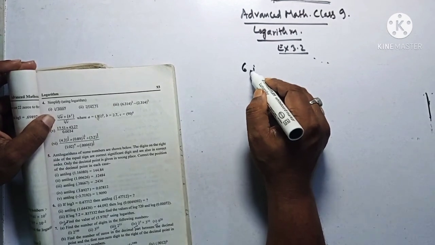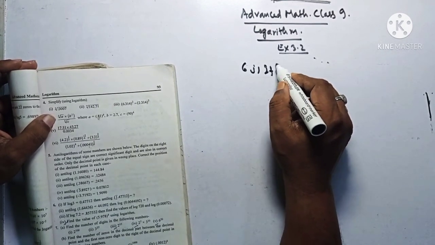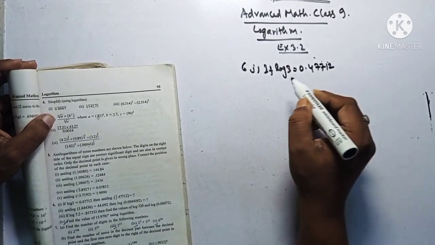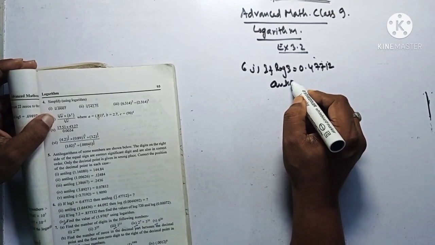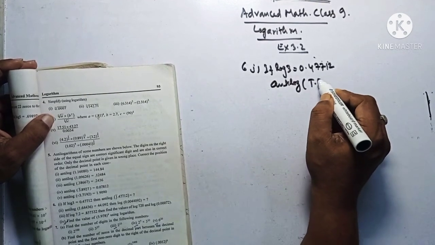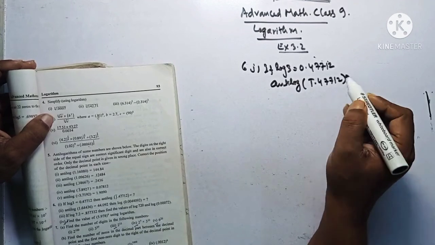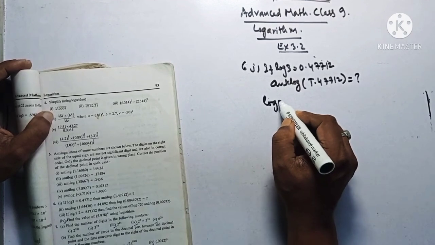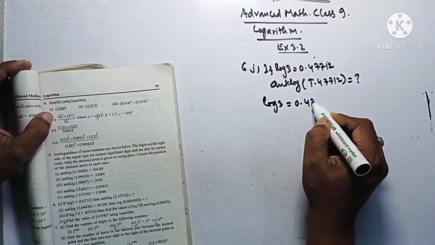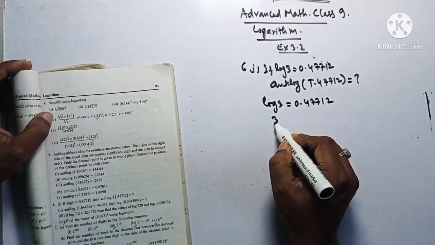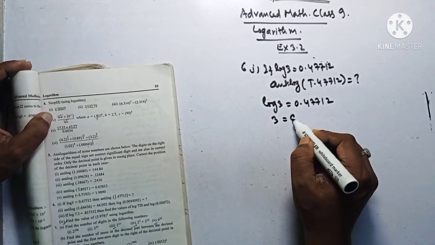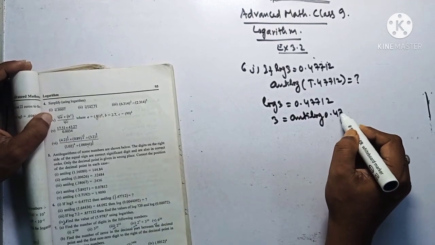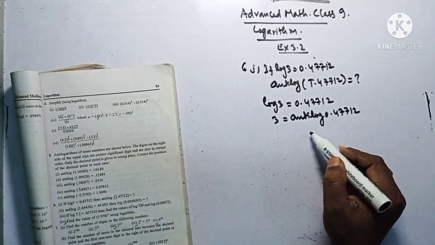Question number 6 first. Here see, if log 3 is equal to 0.47712, then we have to find antilog 1 bar 0.47712. So now you see, you have to find this. It is given that log 3 is equal to 0.47712. So 3 is equal, log goes this side, it becomes antilog. When log moves this side, it becomes antilog 0.47712. So you got 3.